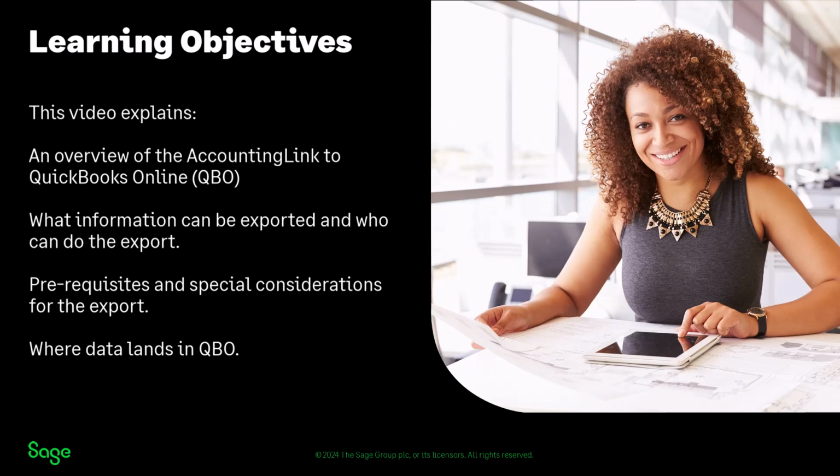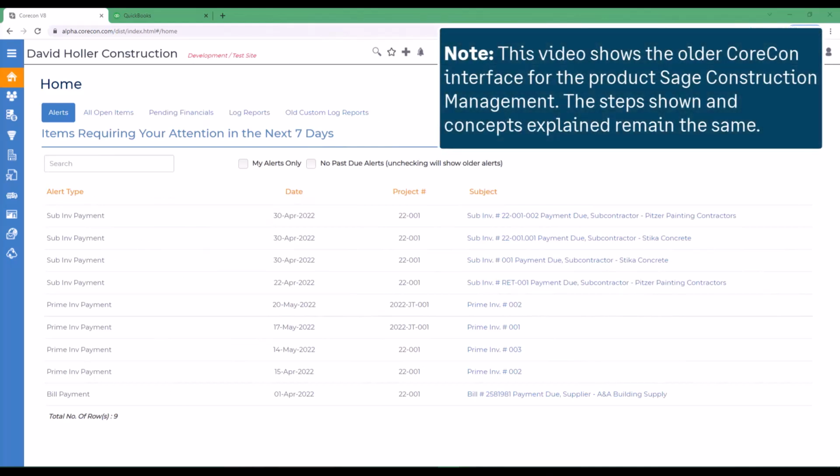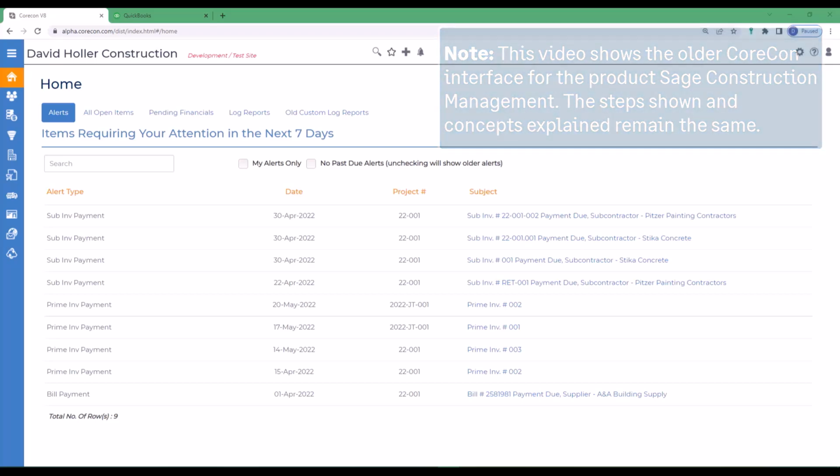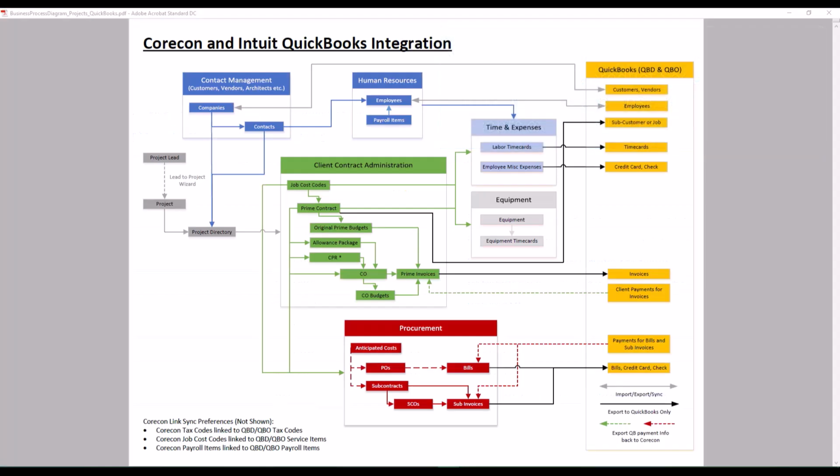The AccountingLink for QuickBooks Online utility is the bridge between CoreCon and QuickBooks Online. This link utility eliminates duplicate entry and maintains consistency across your organization. To understand what information and how that information is moved between CoreCon and QuickBooks Online, let's take a look at this business process diagram. Basic company information can be exported to or imported from QuickBooks Online.